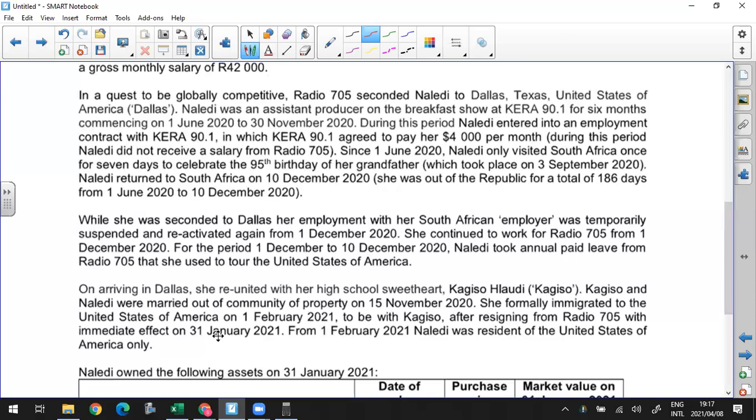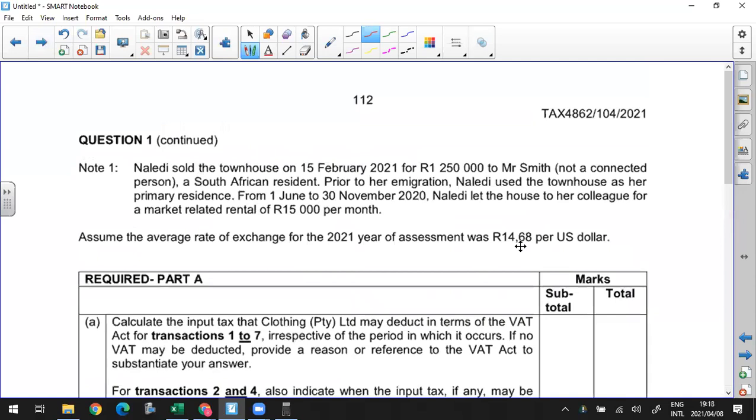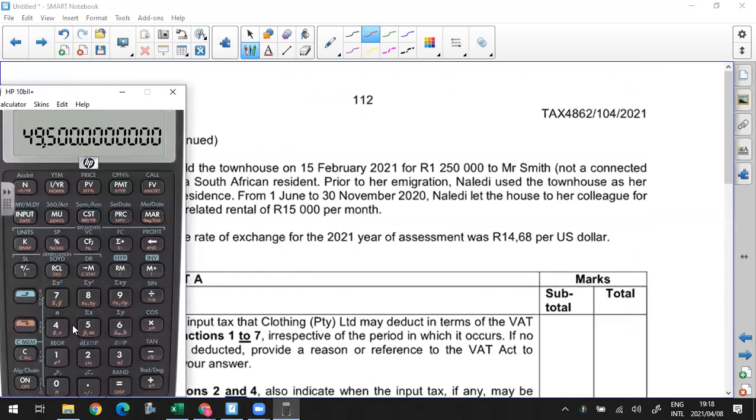Guys, then for the salary she earns whilst overseas, they need to give you an exchange rate. Let's see where it is. There we go. Average rate 14.68. Guys, for individuals, individuals can choose spot or average, whichever one they choose. But in this question, they only gave you average. So you're going to have to use average. So what are we going to do? We're going to go 4,000 times 6 months times 14.68. That's 352,320. That's going to be included in gross income because you're a South African resident being taxed on your worldwide income.